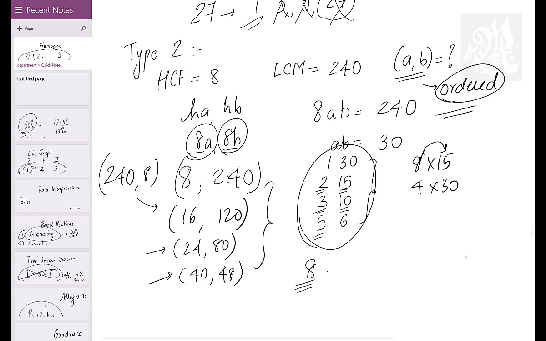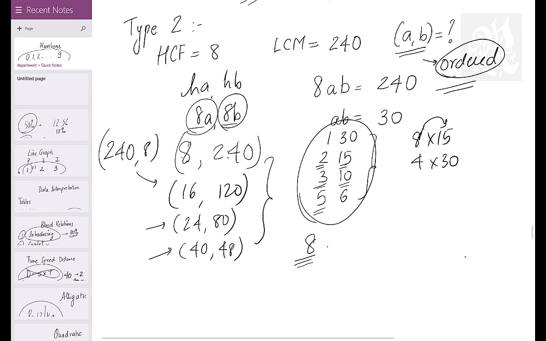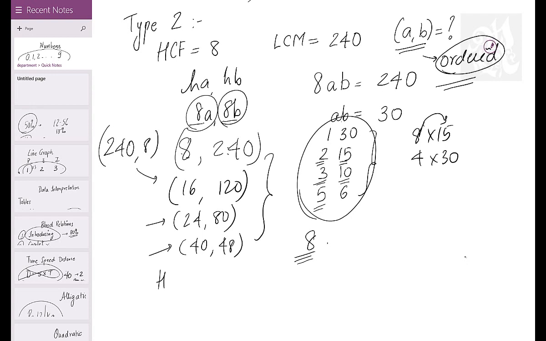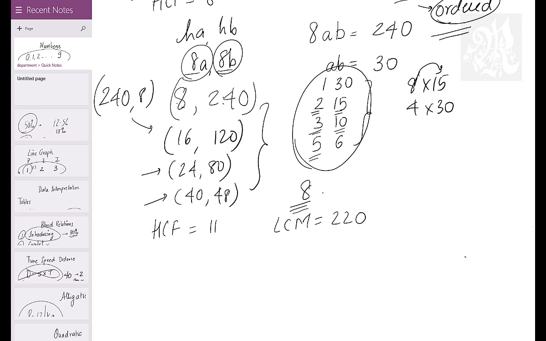Okay, let's do one more question of the same type. Take it down please. The HCF of two numbers is 11 and the LCM is 220. How many ordered pairs are possible?